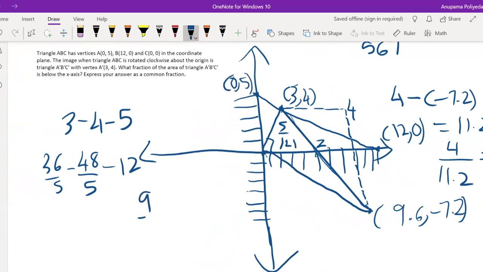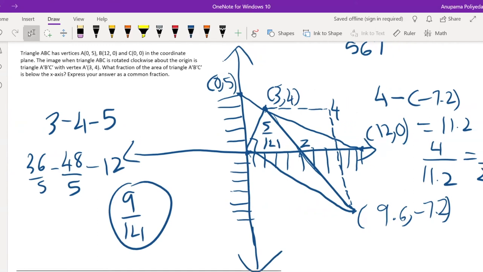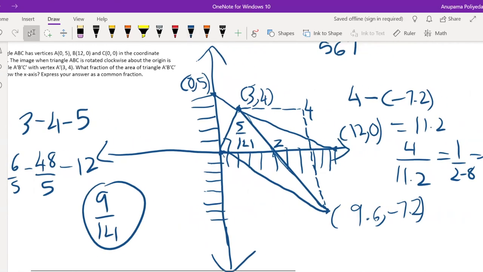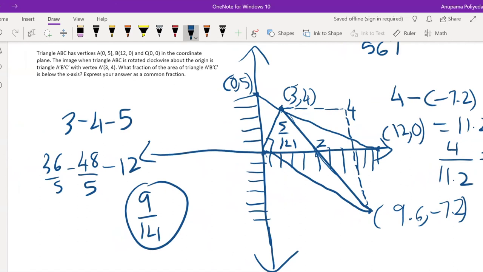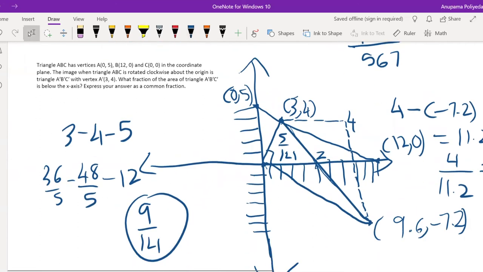9 over 14. Yep, and correspondingly, we have our answer. It's a little tricky to come up with a strategy for this question, which is why it's number 30, but in the end, you just use the fractions of the side length and apply that to the area. Does anyone have any questions about the last 15 problems?